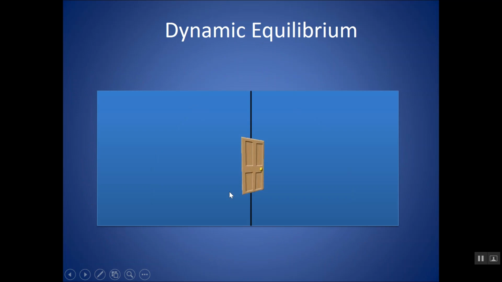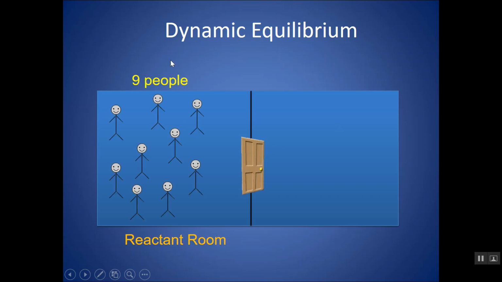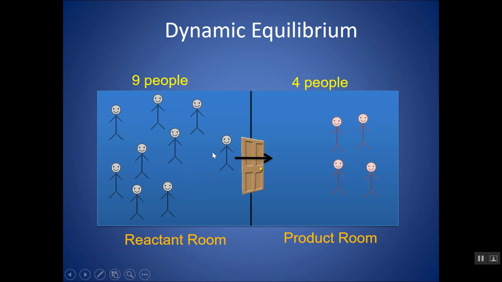Okay, so how I like to visualize equilibrium on a macroscopic level is I think of two rooms that are joined by a door. Let's say I have 9 people in this first room, we'll call that the reactant room, and I have 4 people in this second room, we'll call that the product room. Equilibrium would be if for every one person that leaves the reactant room to enter the product room, one person from the product room leaves to enter the reactant room. The rates of people leaving and entering are the same.